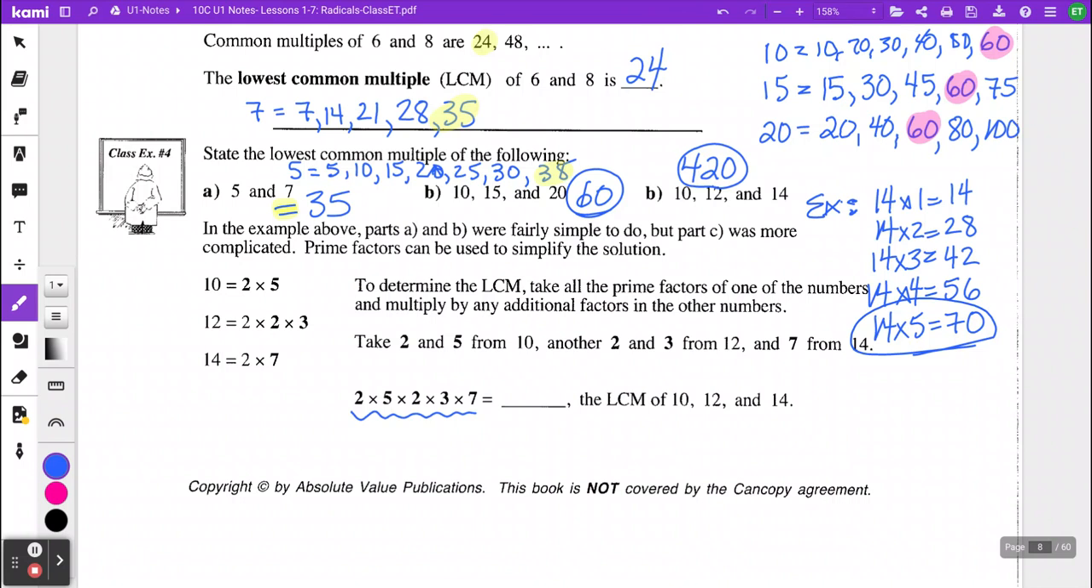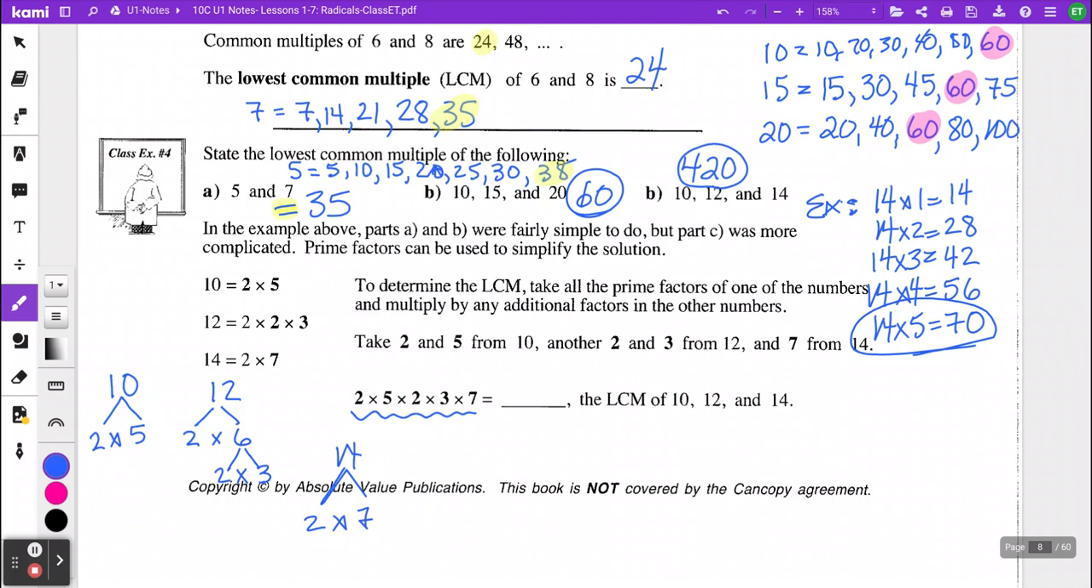So if we take a look, 10, what are the prime numbers that 10 breaks down into? Well, if I were to make a factor tree of the number 10, I would have 2 times 5. And same with 12. If I broke 12 down, I would have 2 times 6, and I would break 6 down into 2 times 3. 14 would break down only to 2 times 7. So what have we done? We have found the ones that are different in each of them. So which ones do they have that are different?